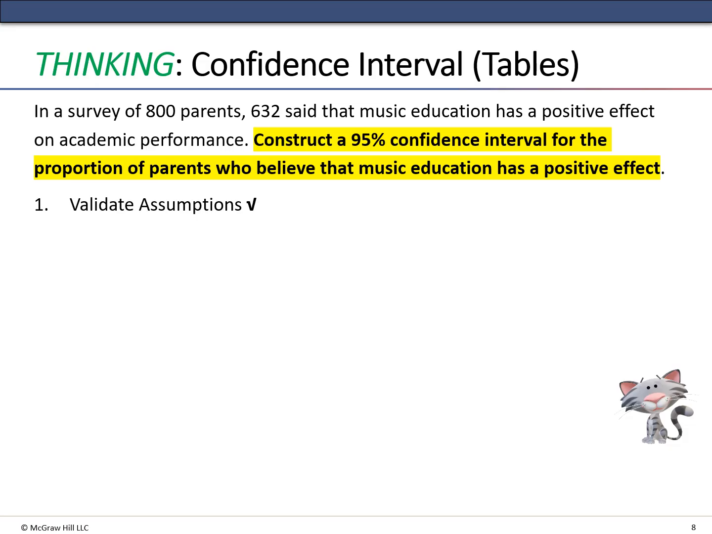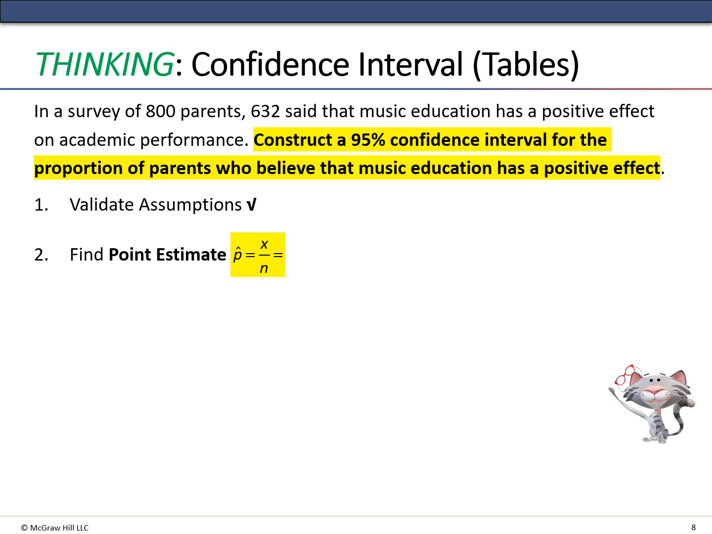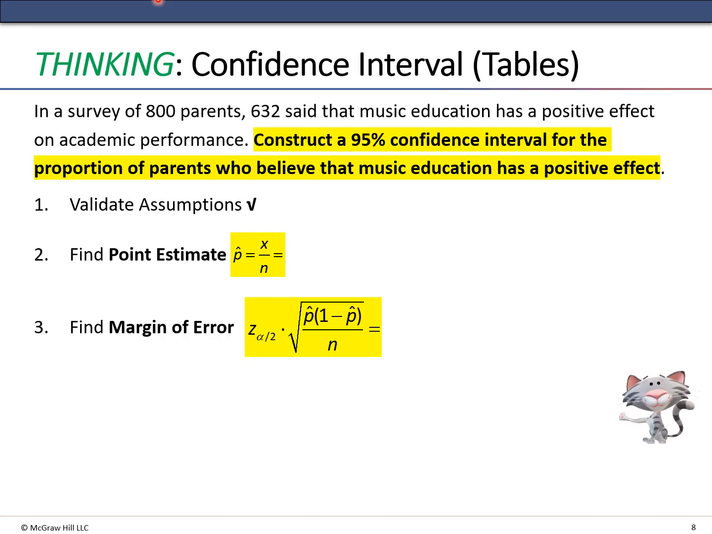Okay. The next thing we're going to do is to find the point estimate. This is the number in the sample over the sample size. The number in the sample who hold that characteristic, in this case, which is believe that music education has a positive effect. So 632 out of 800 said that this was true. From that, we're going to find the margin of error.